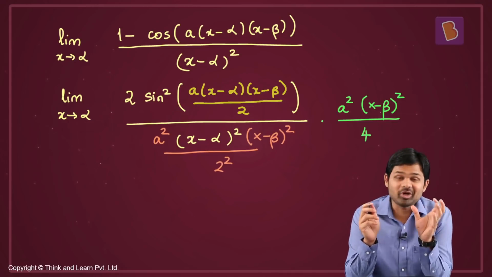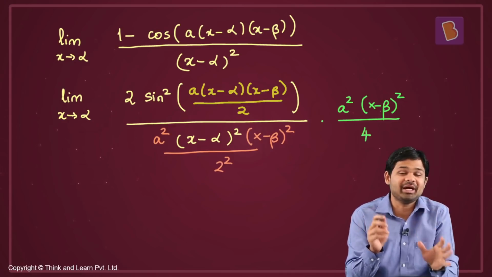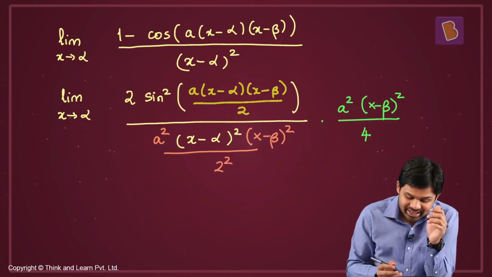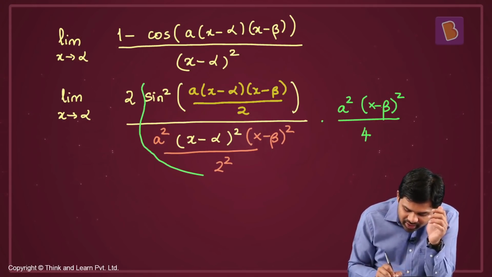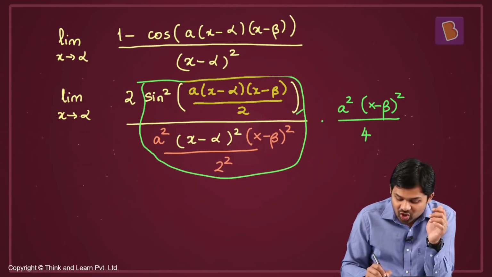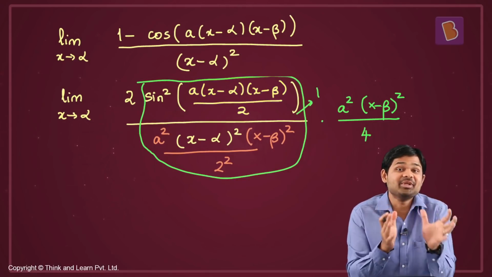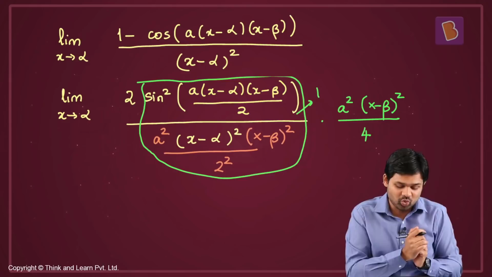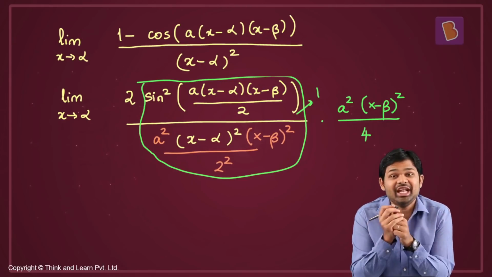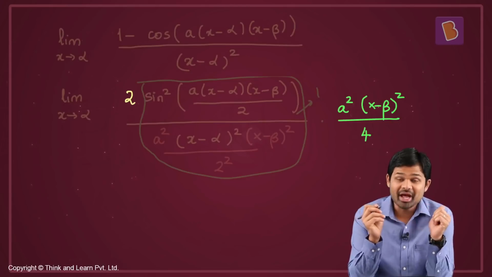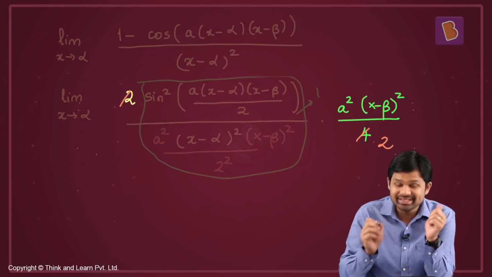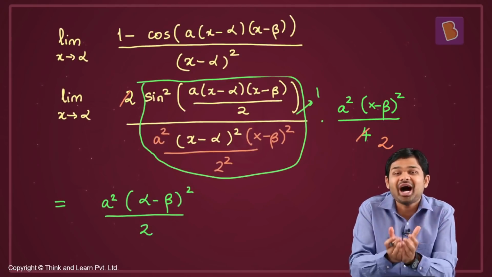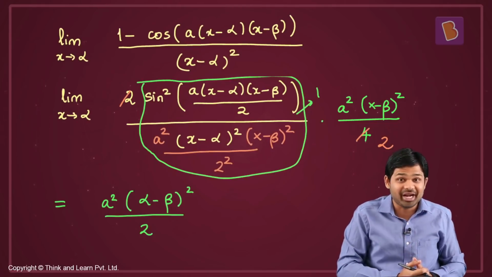Now, if my variable was a x minus alpha x minus beta divided by 2, and we know that goes to 0 because x goes to alpha, then this entire expression here goes to 1. When that variable goes to 0, this entire expression goes to 1. So as x goes to alpha, this entire expression goes to 1. Which means that I am just left with 2 times a square x minus beta the whole square by 4. The 2's and the 4's can cancel out, and then I plug in the value of x as alpha. So the final answer to this question is just a square alpha minus beta the whole square divided by 2.